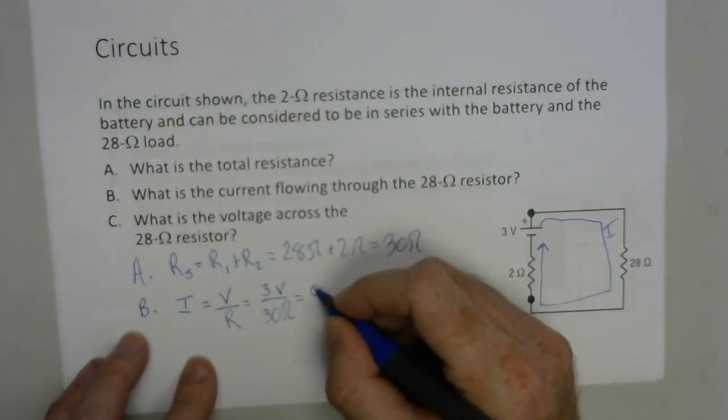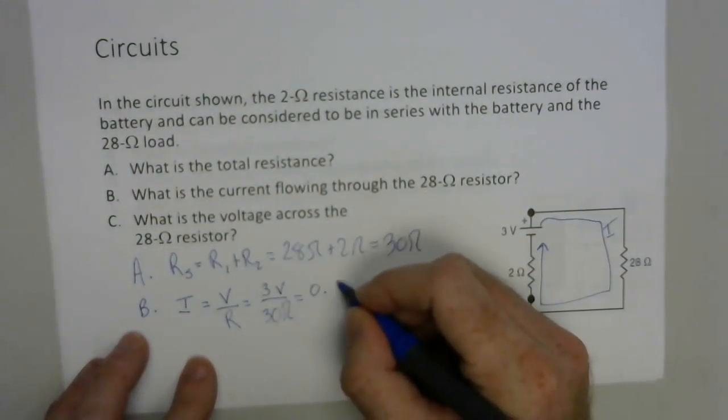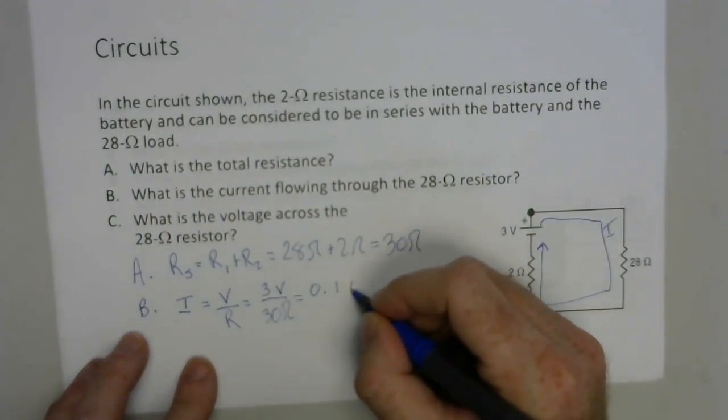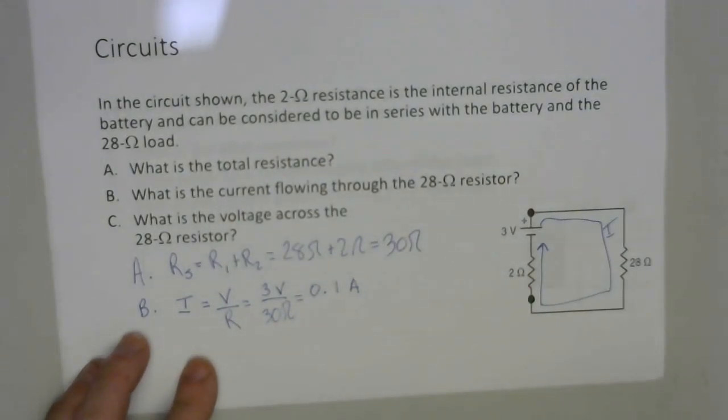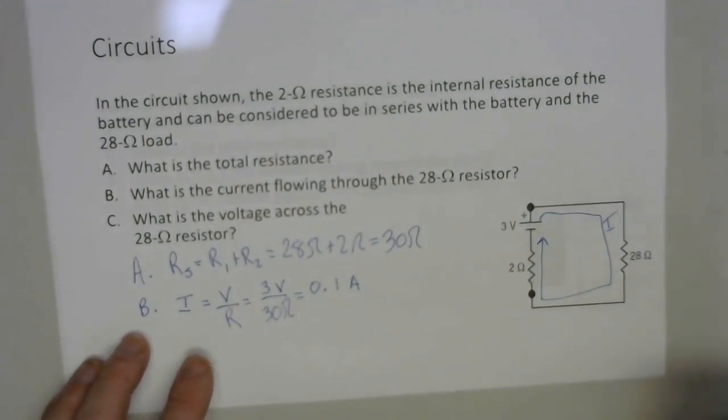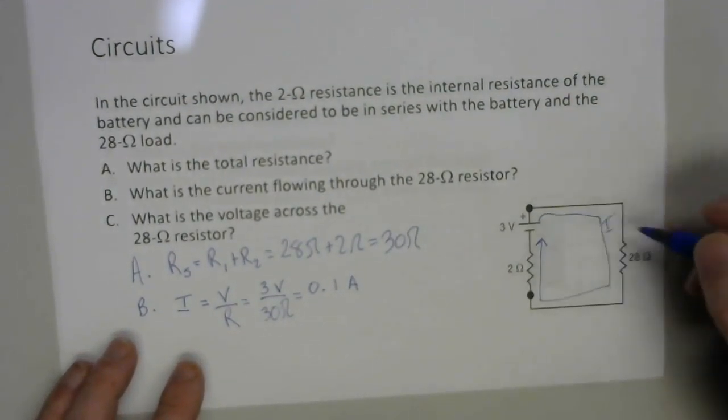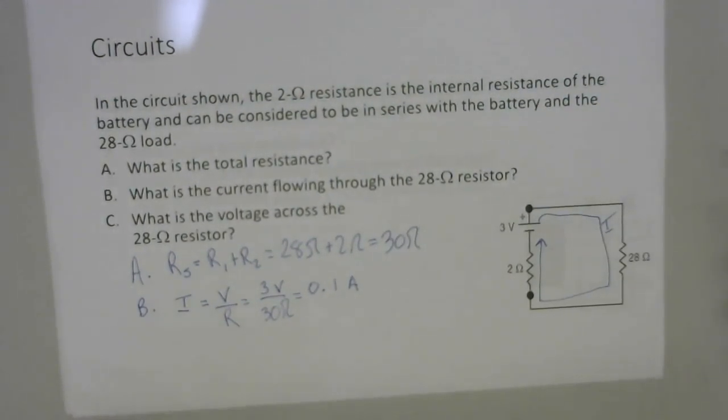Regardless, you get 0.1 amps. And that would be the current flowing through the entire circuit, as well as the 28 ohm resistor, since there's only one path for current.